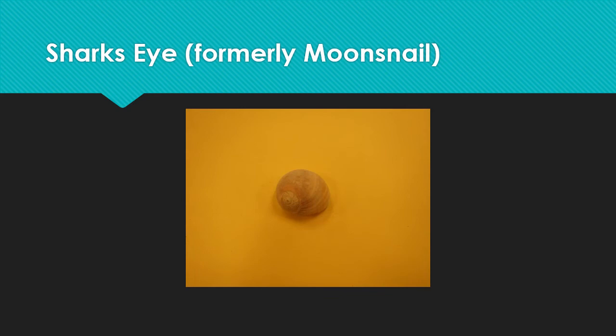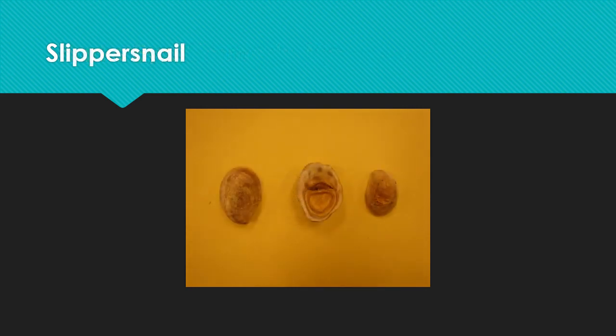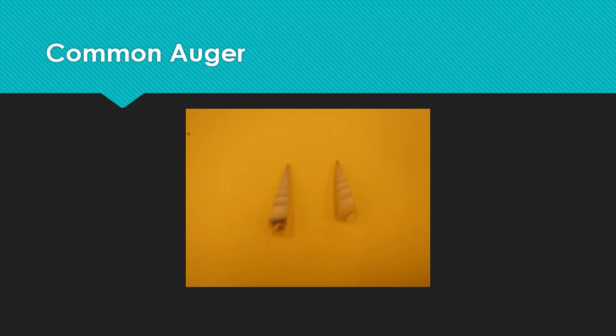The shark's eye used to be called a moon snail, but there was another moon snail, so this was termed shark's eye. The slipper snail is also called mermaid's toenails. They have a platform inside of them, so they live more like a univalve attached to each other in stacks. The common auger is a small cone snail that lives in the shallows of Fort DeSoto.